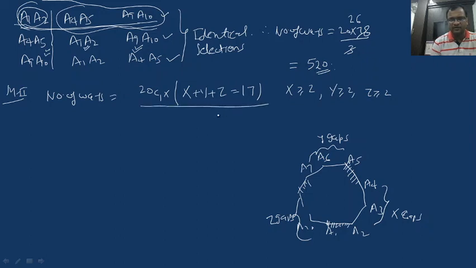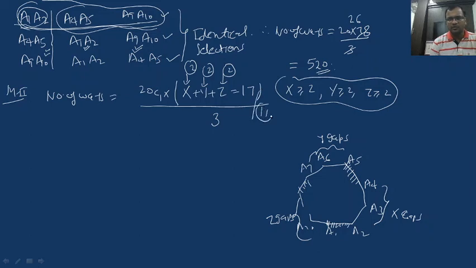So in order to find the correct answer, we have to divide by 3, because each way of selection is counted thrice. Now we have to find the number of solutions of this equation x plus y plus z equals 17 under this constraint, x, y, z all greater than or equal to 2. So I am going to use the beggar's method. First we assign amount 2 to each of the variables x, y and z. Assign 2 to x, 2 to y and 2 to z. Now amount 6 has been assigned, so the remaining amount is what? 17 minus 6, that comes out to be 11.